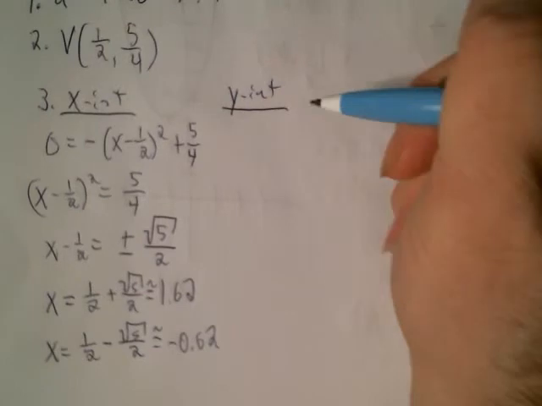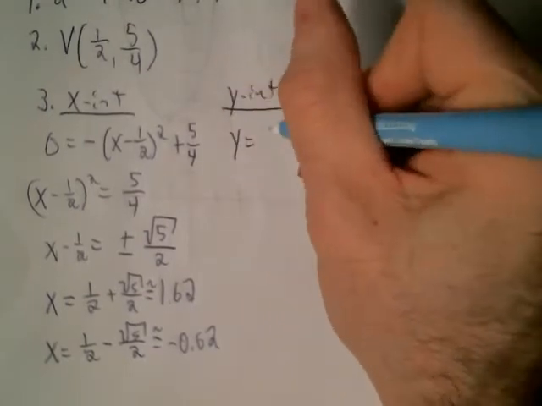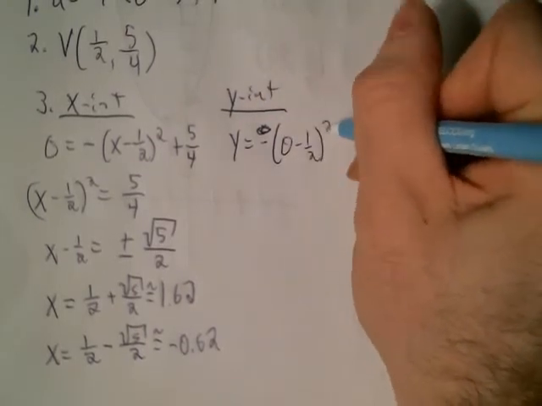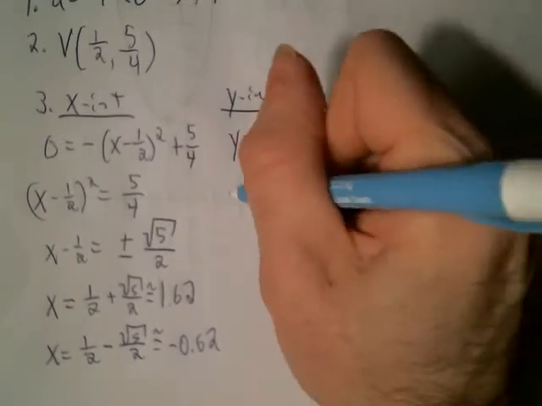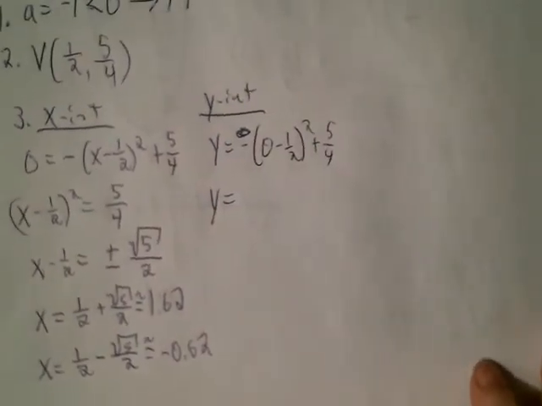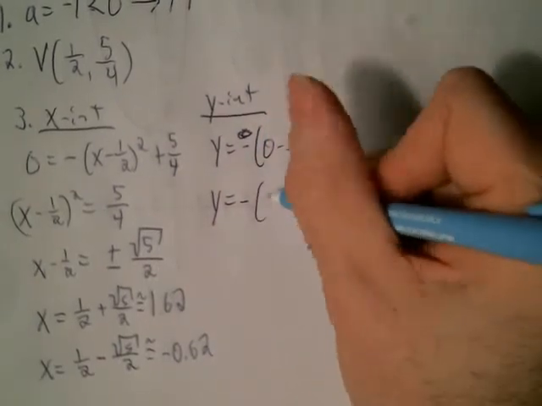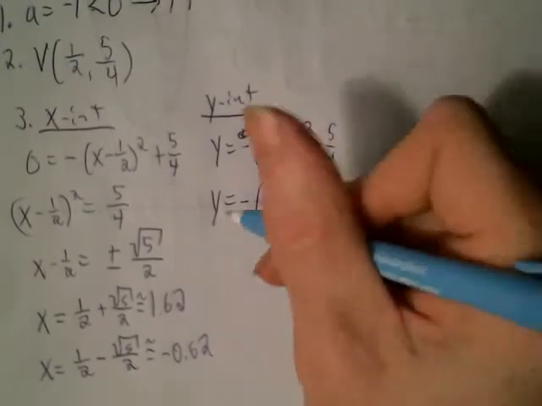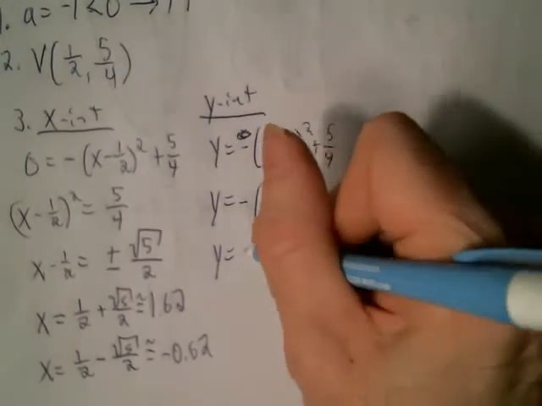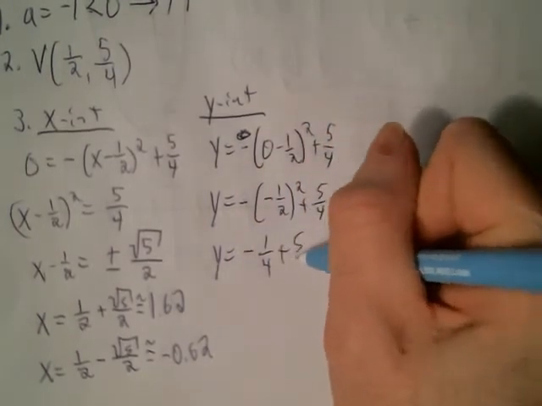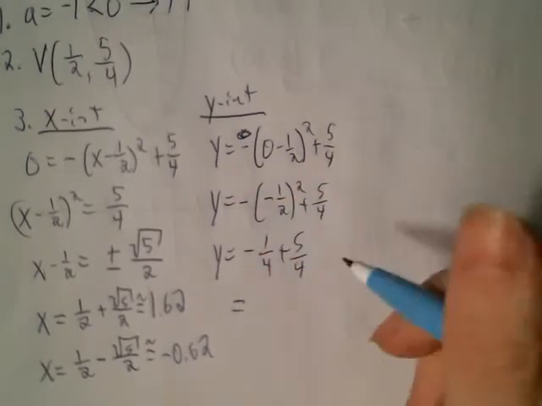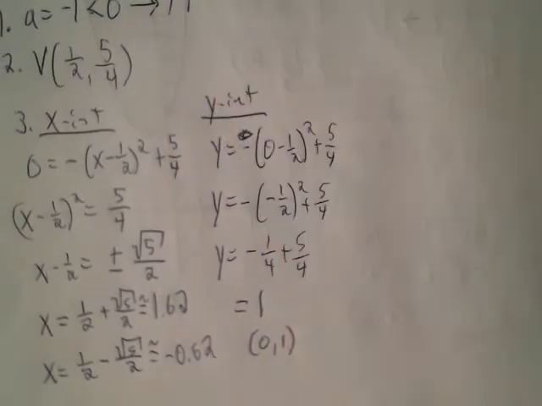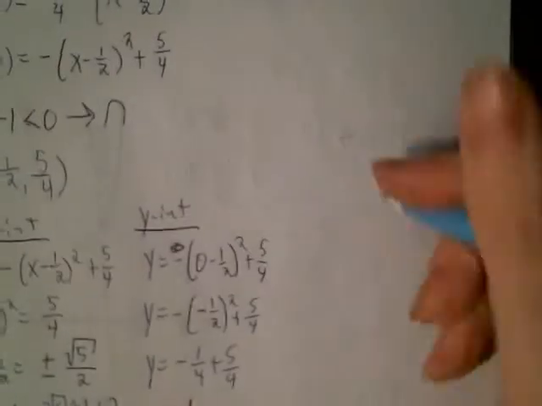For your y-intercept, you're letting x equal 0, so I'll have y is negative 0 minus 1/2 squared plus 5/4. Order of operations, do parentheses first, so negative 1/2 squared plus 5/4. And then I have negative 1/4 plus 5/4, which of course is 4/4, which is 1. So my y-intercept is going to be at 0, 1. And I can go ahead and plot it.